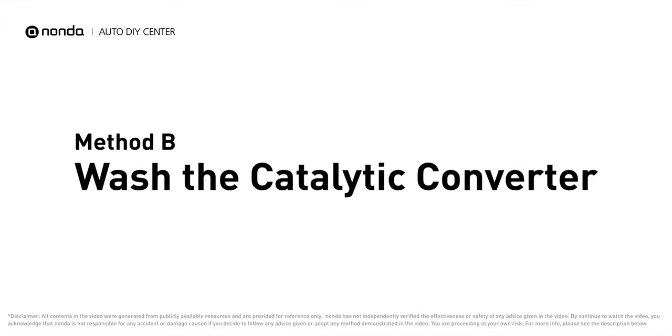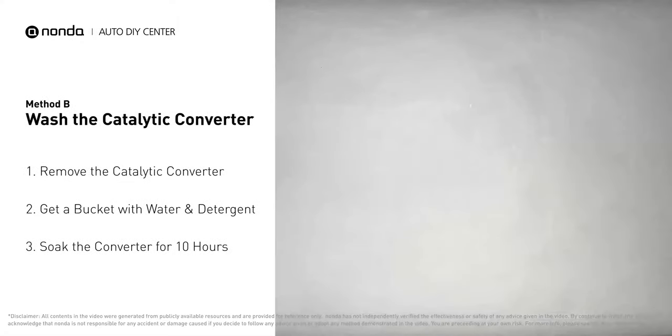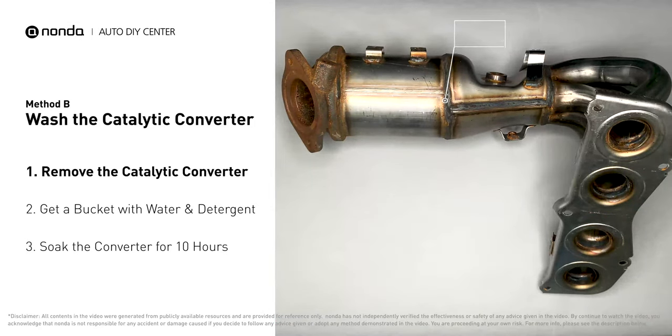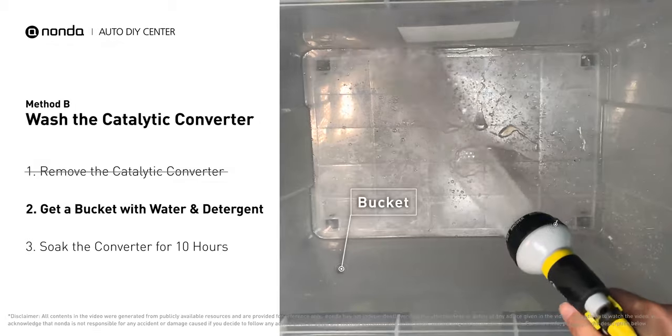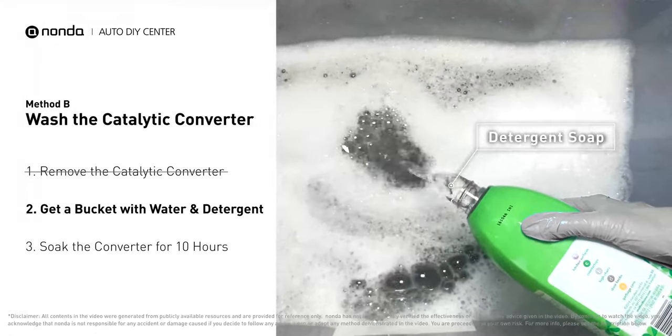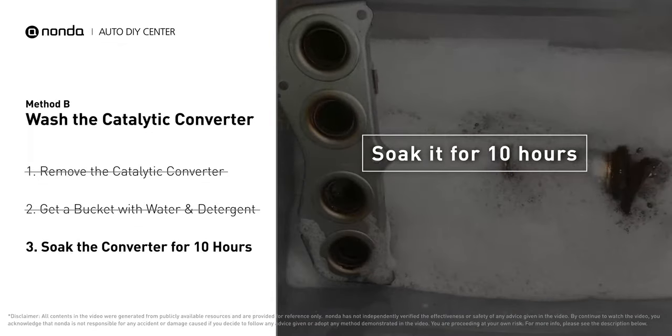Method B, wash the catalytic converter. First, carefully remove the catalytic converter from your vehicle. Then, get a bucket, put some detergent soap in it, and foam it up. Put the catalytic converter into the solution, soak it up for 10 hours to remove all the crud that's inside of it.